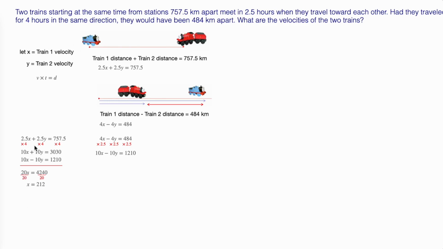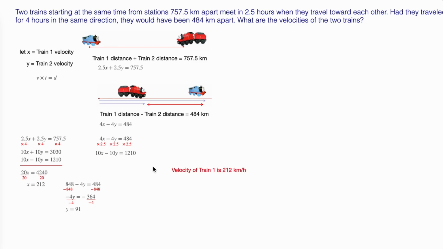The velocity of train 1 is 212 kilometers per hour. For train 2, I just have to feed it into one of these two equations. I'm going to take this one, multiply the 4 times 212, that gives me 848, take away 4y is equal to 484. If I subtract 848 from both sides, that gives me negative 4y is equal to negative 364. Divide both sides by negative 4. That gives us y is equal to 91.